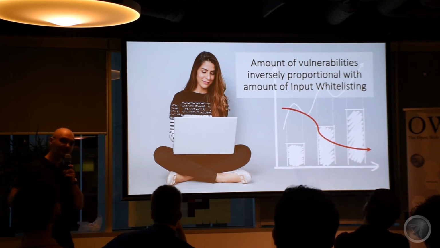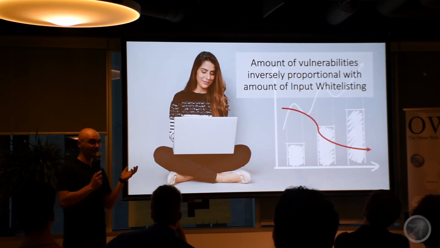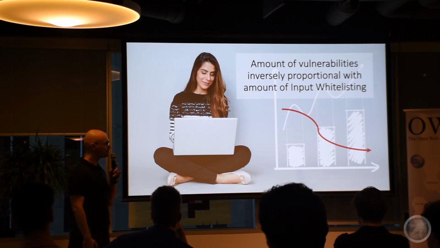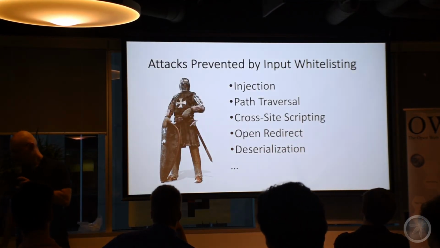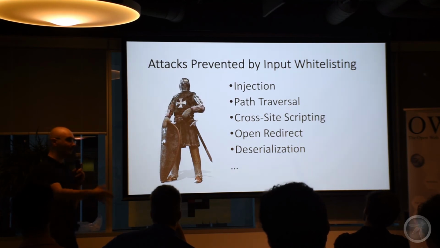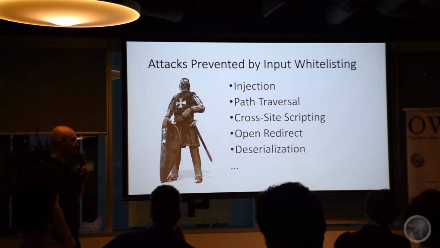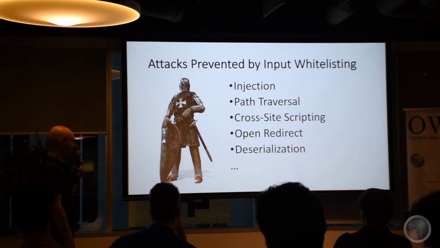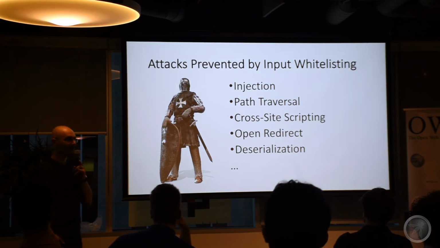And the more input validation you put in, the more alphanumeric character validation you have, the more that's going to decrease the number of vulnerabilities in applications. Statistically, the input vectors go away. And input whitelisting prevents all kinds of attacks. Maybe your input didn't go into a command, but it went into a page. Well, guess what? Input whitelisting prevents cross-site scripting because they're not going to be able to put symbols and other things in there. It prevents path traversal because they're not going to put slashes, open redirects, deserialization, all kinds of things.